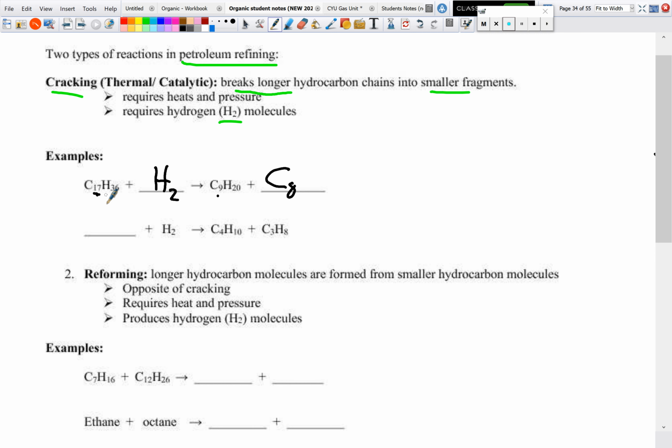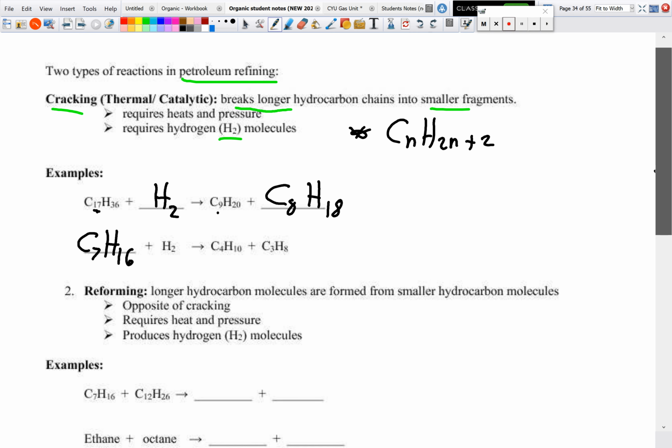Now, as for how many hydrogens, remember, these are going to be alkanes. So you've got CnH2n+2. That should give us 8 times 2 is 16, plus 2 is 18. And of course, we can even look at the reverse. If we know the two products, C4 and C3, two of those together is C7, and we do our math of CnH2n+2, so we get C7H16. So that is our cracking.